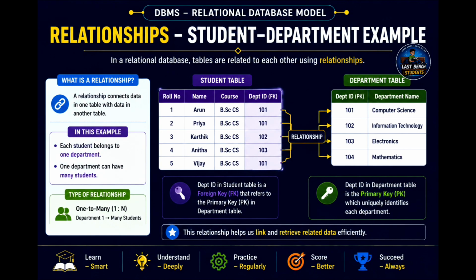Now let's understand the relationship between the student and department tables. Each student belongs to one department, while one department can have many students. This is called a one-to-many relationship. Relationships help us connect tables and retrieve related data efficiently.